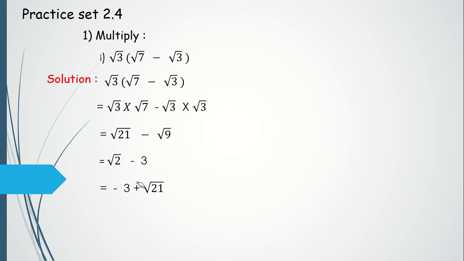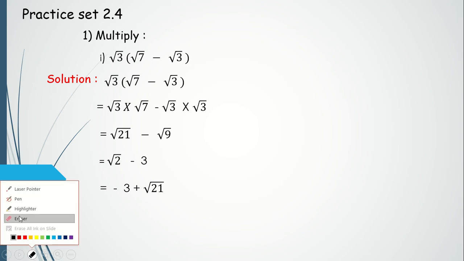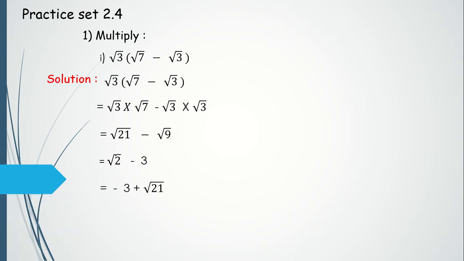Okay, now same thing, we have just written it as minus 3 plus root 21. The radical sign we have taken that side. So that's minus 3 plus root 21. That's it. This is the final answer. Now both of them are not like surds. We cannot add or subtract them. We cannot do anything with them. So the final answer is still here. This is your final answer.